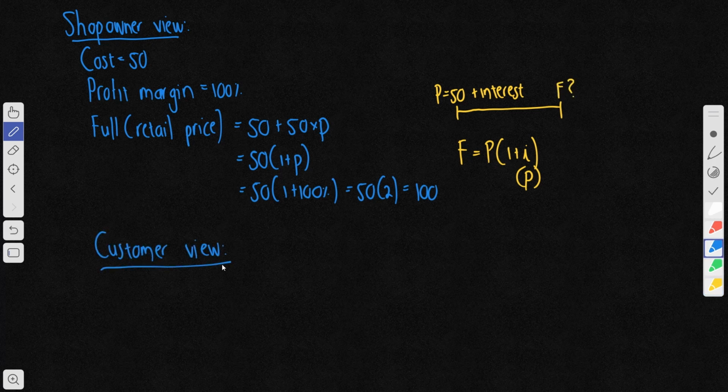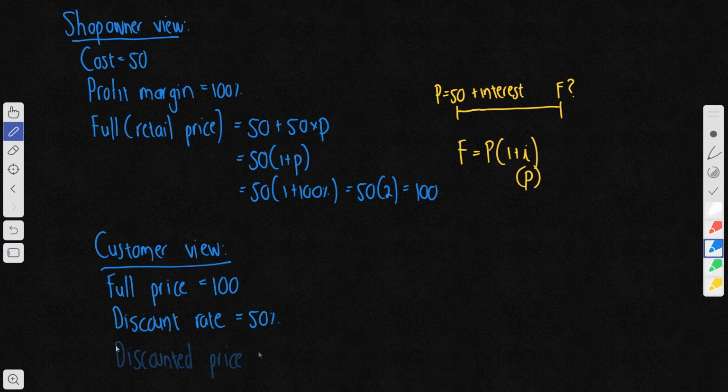Of course, as a customer, we don't know the cost of the shoes nor the profit margin that's used by the store. We only know the full retail price of $100 after the profit margin has been added to the cost of the item. We also know the discount rate advertised by the store. If the store marks down the stock by 50%, we can calculate the price that we'll be paying for the shoes as the full price less the full price multiplied by the discount rate.